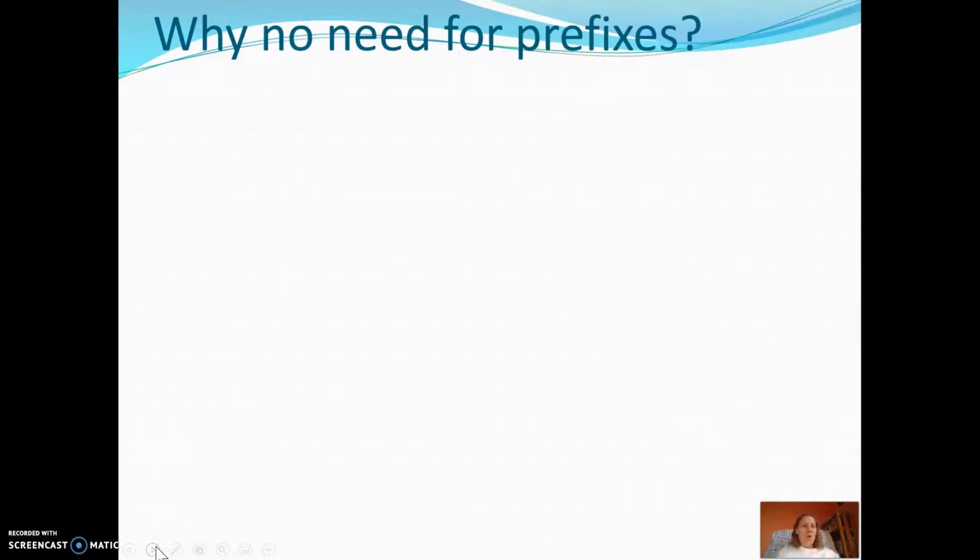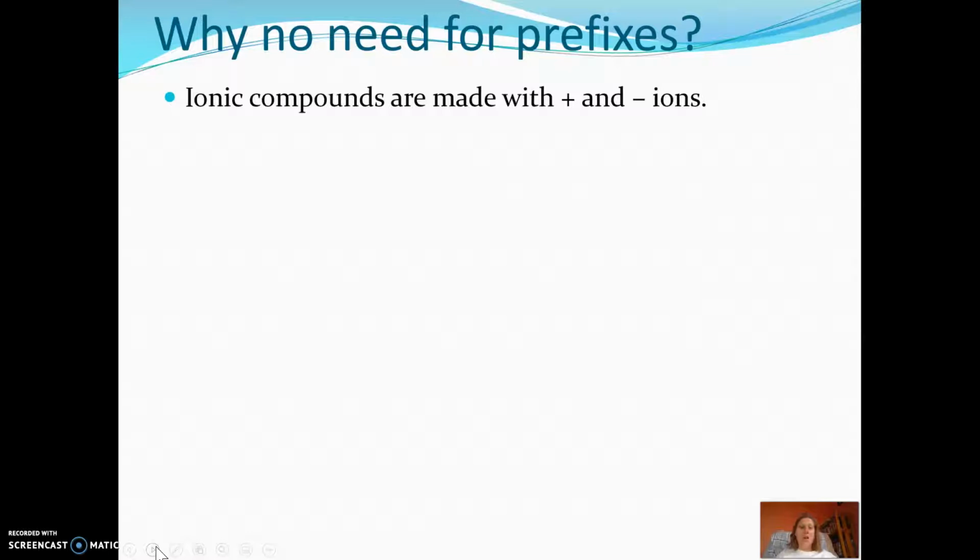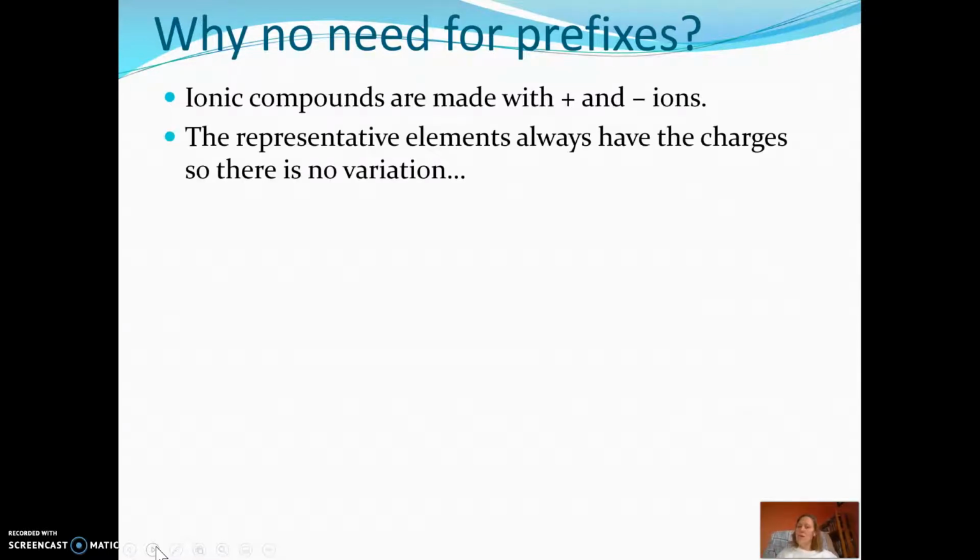So why no prefixes? Ionic compounds do not need prefixes because ionic compounds are made with positive and negative ions. Those ions, except for those weird ones, the representative elements, which are the only ones we're going to deal with now, have no variation. Like sodium is always a 1 plus.